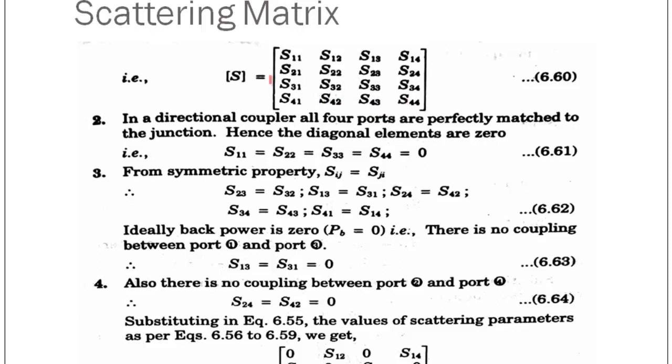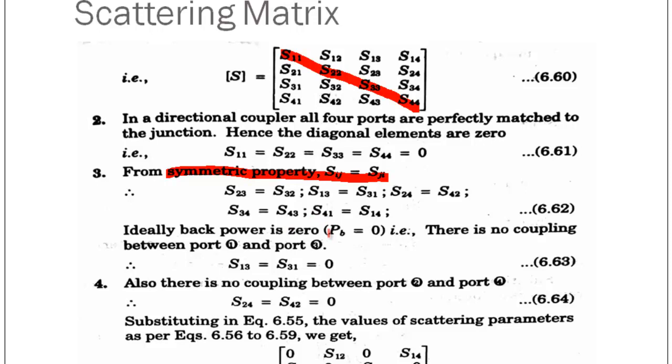Since we have assumed earlier that the directional coupler is working in ideal condition, that means all the ports, port 1, port 2, port 3 and port 4, are perfectly matched to the junction impedance. So all the diagonal elements S11, S22, S33, S44 will be 0, right? Now we will apply the symmetric property. While applying the symmetric property, it is stated that Sij is equal to Sji. That means S23 will be equal to S32, S13 is equal to S31, S24 is equal to S42, S34 is equal to S43, S41 is equal to S14, etc.